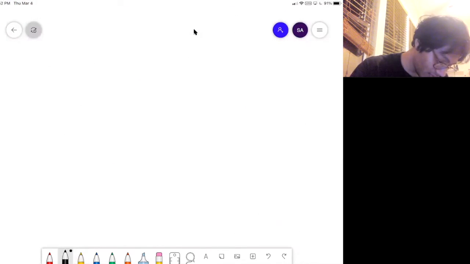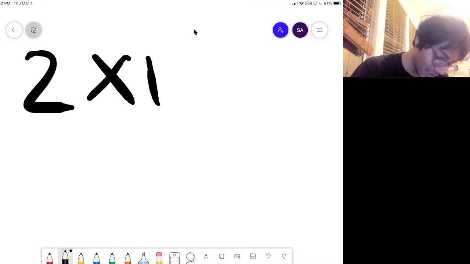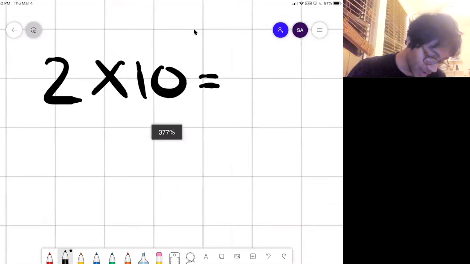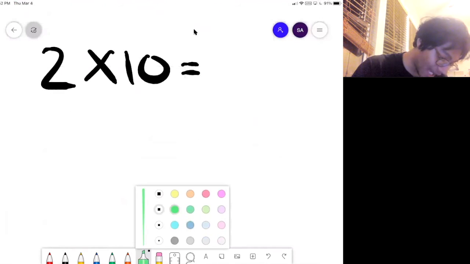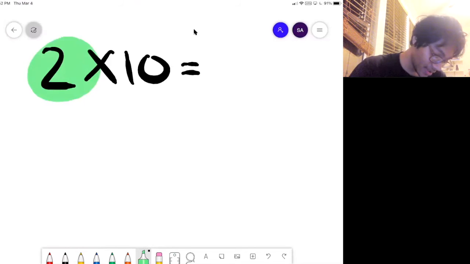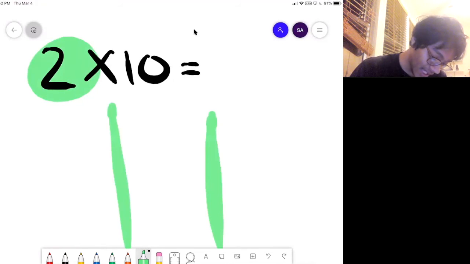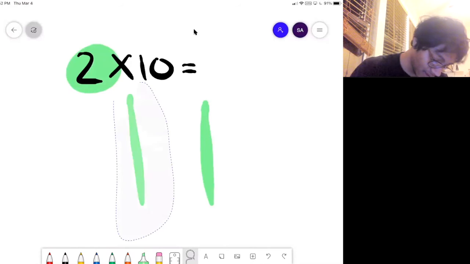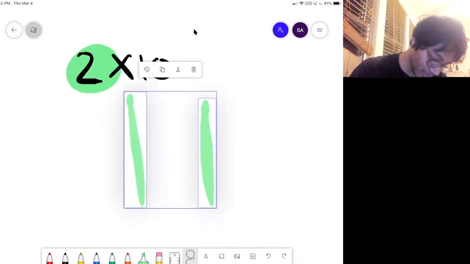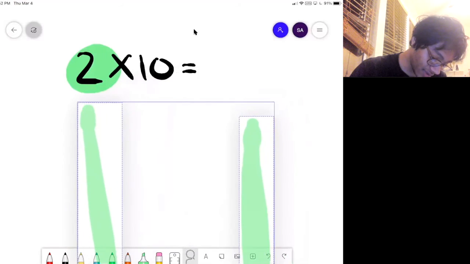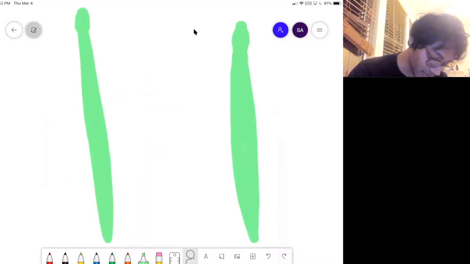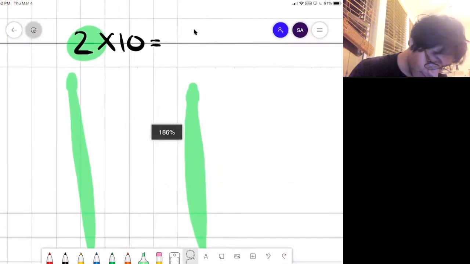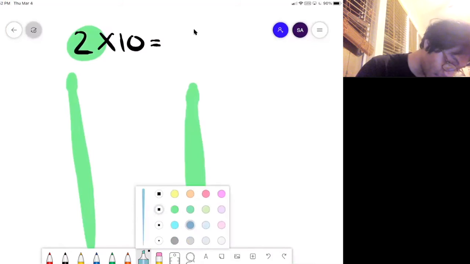So 2 times 10 equals, so what does this mean? We have two columns. So one column, two columns. And in each of the columns, let me make my column real big. A real big column for a real big number. So there we go. Those are some big columns, like the pillars of Rome. So two columns, and in each column we got 10 dots.